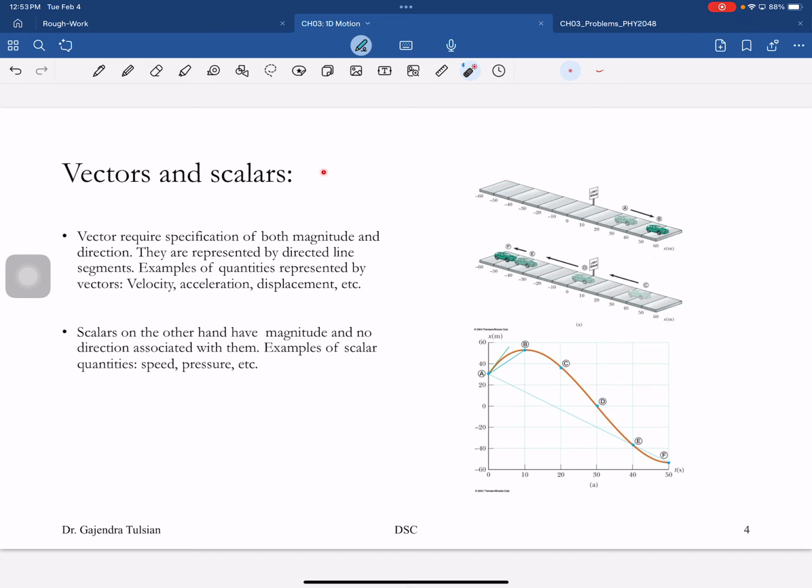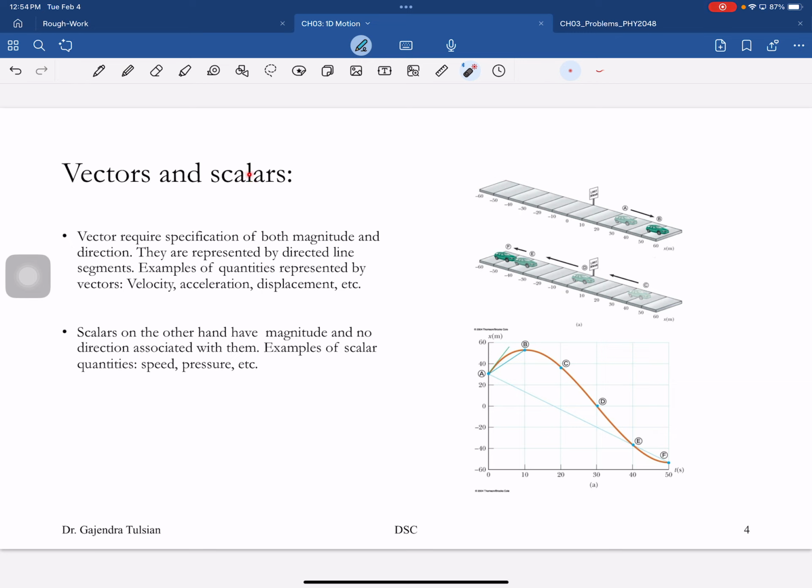You already know what vectors and scalars are. Scalars are just single numbers. They only have magnitude. Vectors are quantities that have both magnitude and direction. Okay. Speed is a scalar. Velocity is a vector. Force is a vector. Acceleration is a vector. Okay. In 3 dimensions, you need 3 numbers to specify a vector.